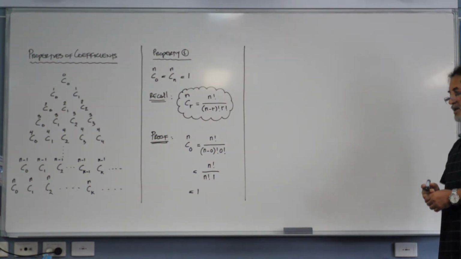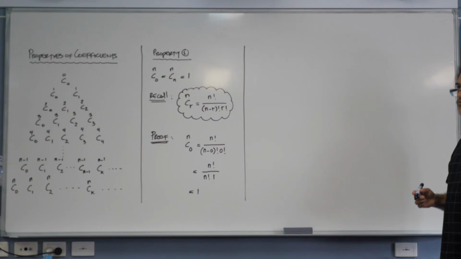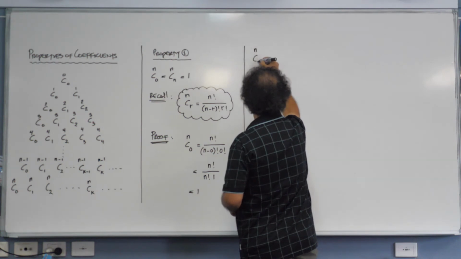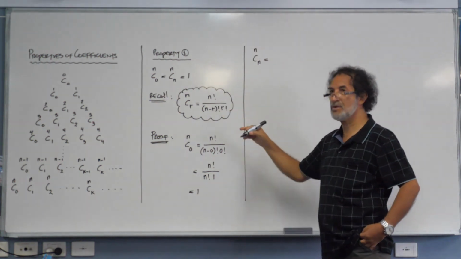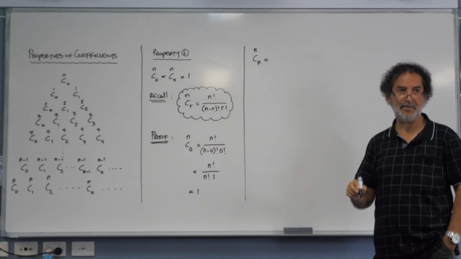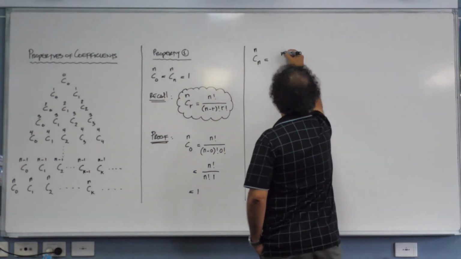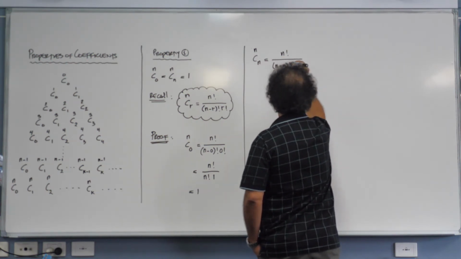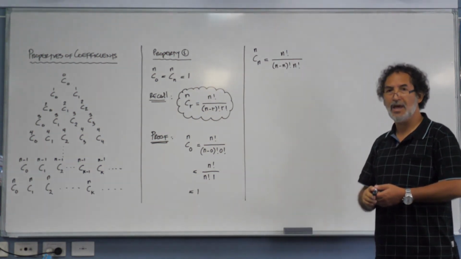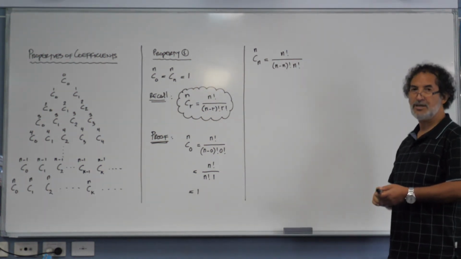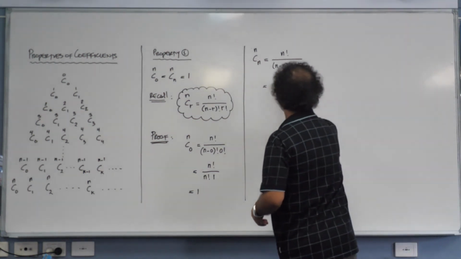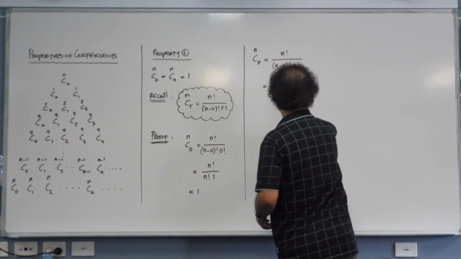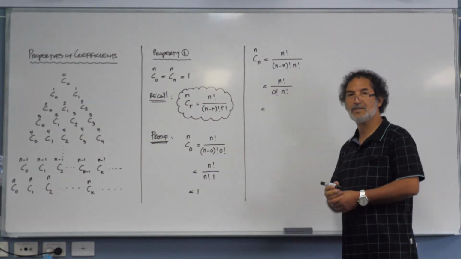All right. And then we're going to prove that NCN is also equal to 1. NCN is equal to, and we're going to be using exactly the same formula. So we're going to say n factorial divided by n minus n factorial, and then n factorial. You can clearly see that this will become n factorial, this is 0 factorial and n factorial. And then if you look carefully, that is also equal to 1.